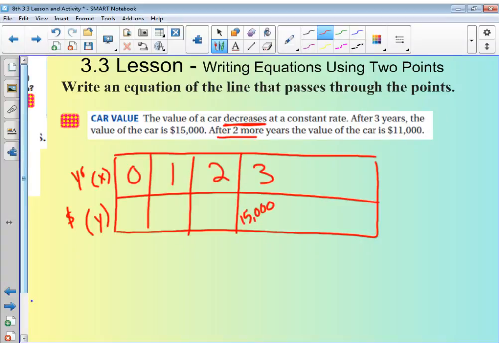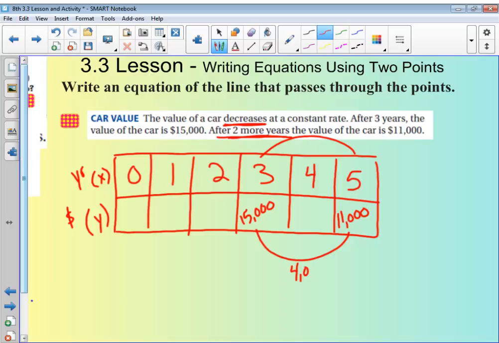Then it says after 2 more years. So 2 more years would be year 5. It is now only worth $11,000. Okay, so year 4, what I want you to do is go through and figure out what was your rate of change. Okay, so it changed in dollar amounts by 4,000, but it changed here in 2 years.